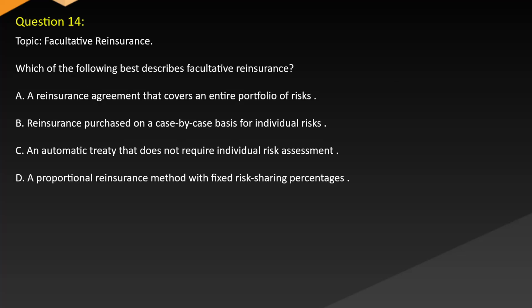Question 14. Topic: Facultative reinsurance. Which of the following best describes facultative reinsurance? A. A reinsurance agreement that covers an entire portfolio of risks. B. Reinsurance purchased on a case-by-case basis for individual risks. C. An automatic treaty that does not require individual risk assessment. D. A proportional reinsurance method with fixed risk-sharing percentages.